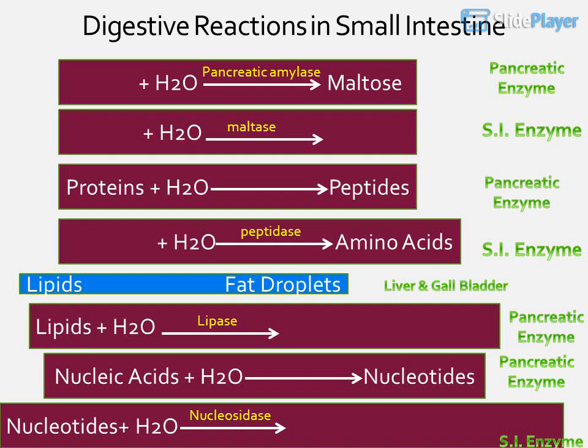Digestive reactions in small intestine, reviewed with blanks to fill in: starch plus H2O yields maltose with pancreatic amylase; maltose plus H2O yields glucose with maltase, an SI enzyme; proteins plus H2O yields peptides; peptides plus H2O yields amino acids with peptidase, an SI enzyme; lipids emulsified by bile from liver and gallbladder into fat droplets; lipids plus H2O with lipase, a pancreatic enzyme; nucleic acids plus H2O yields nucleotides; nucleotides plus H2O with nucleosidase, an SI enzyme.